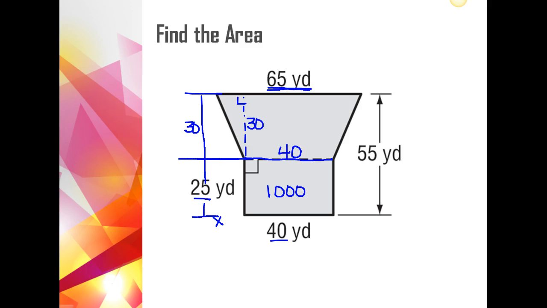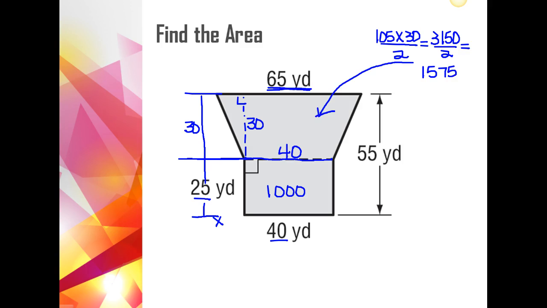Now that we know all the pieces, we can calculate the area of the trapezoid. First, we must add the bases, or 65 plus 40. This is 105. That gets multiplied times the height of 30 and divided by 2. 105 times 30 is 3,150. When we divide that by 2, we find that the area of the trapezoid is 1,575 yards squared.